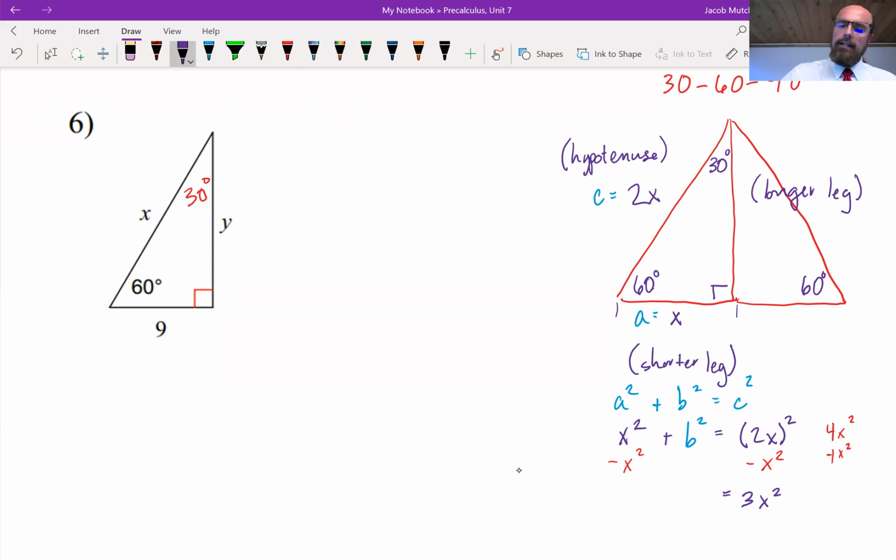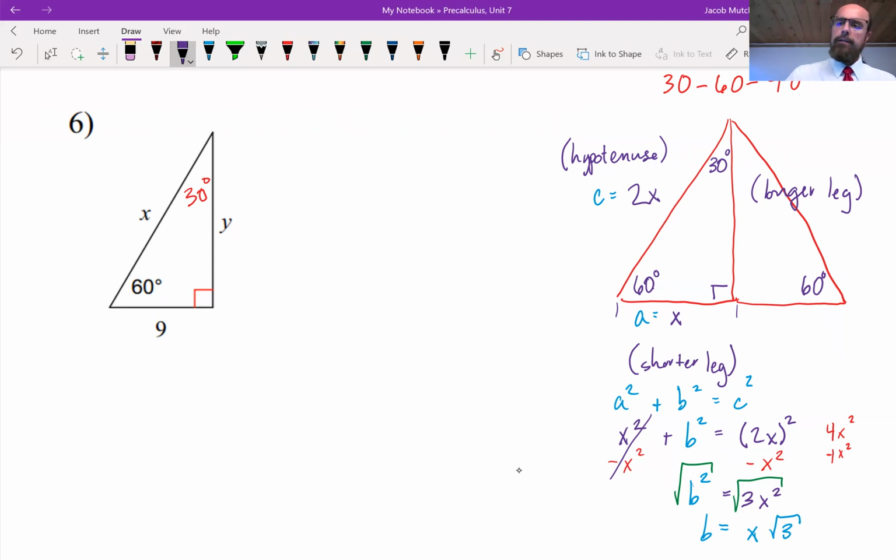On the left, I had a cancellation. All that's there now is B squared. And so to finalize the solution for B in terms of X, I'll take the square root. And we get this expression for the length of the longer leg. It's equivalent to the square root. Well, let me pause there. The square root of 3X squared is just going to be X times the square root of 3.